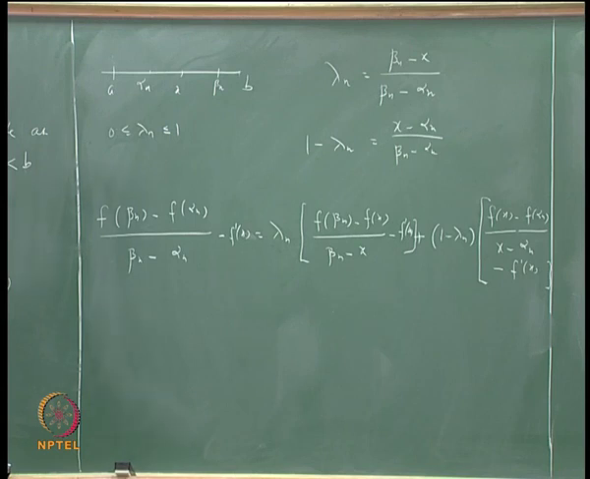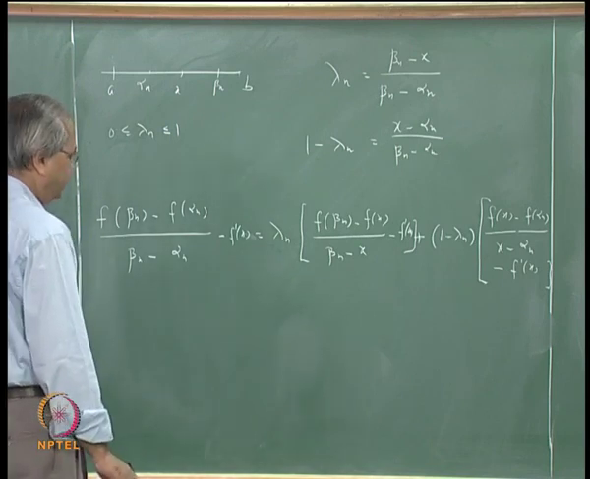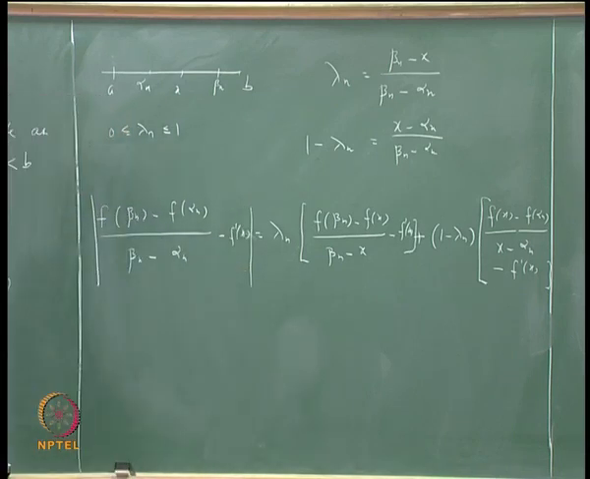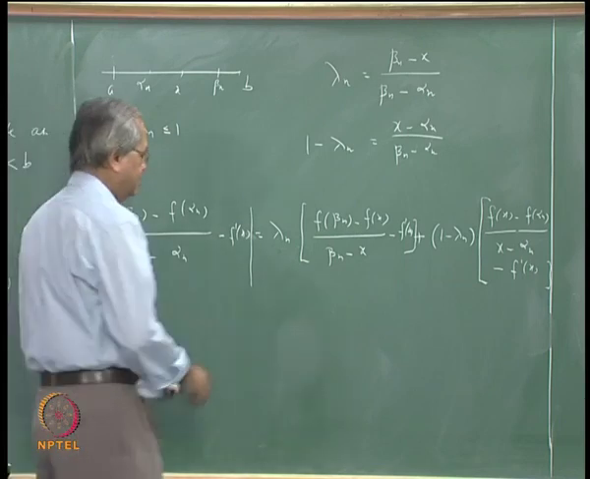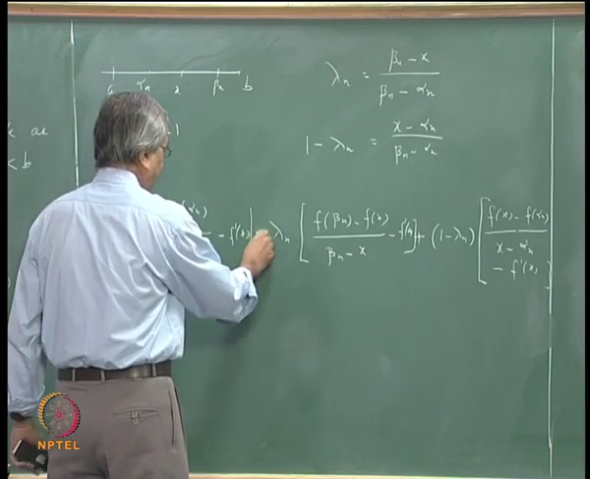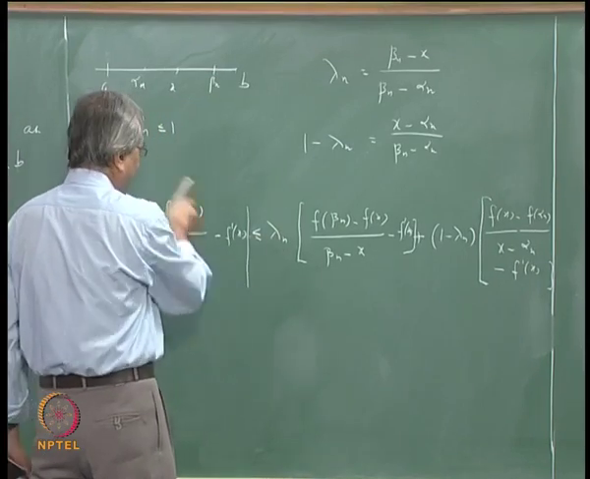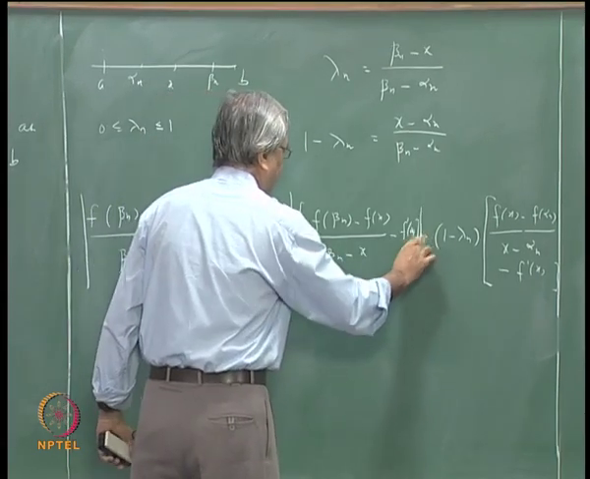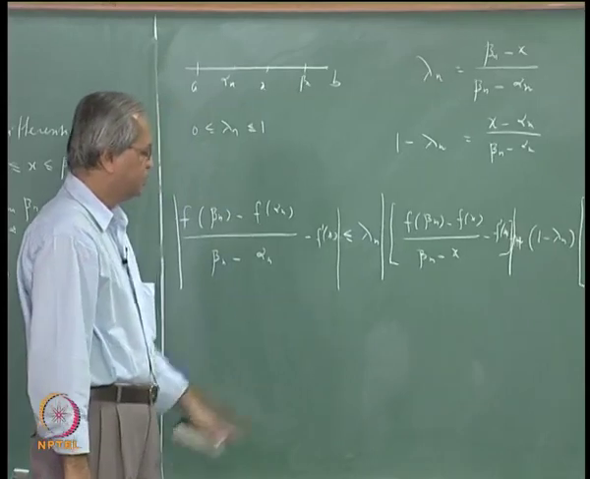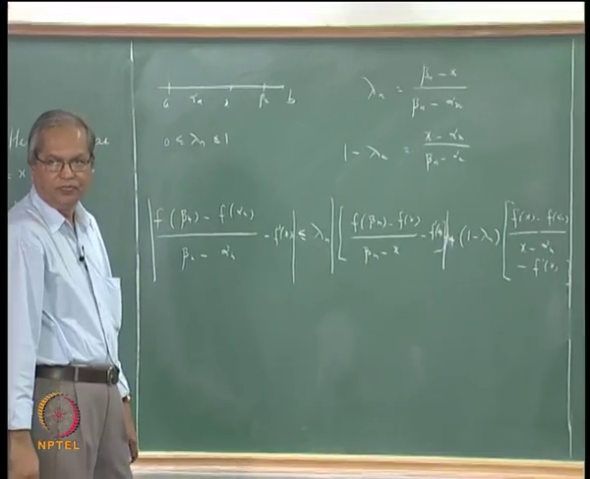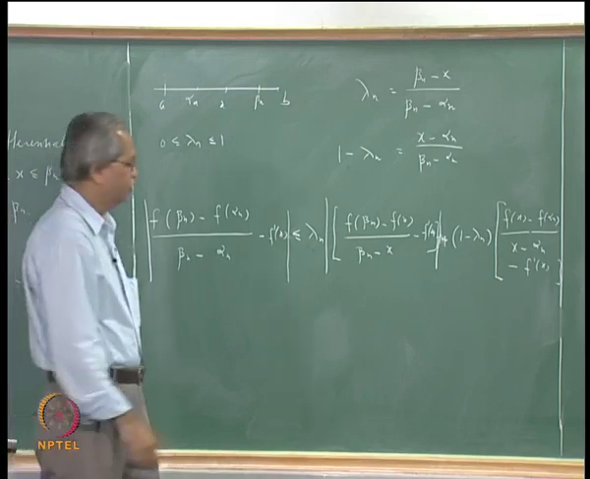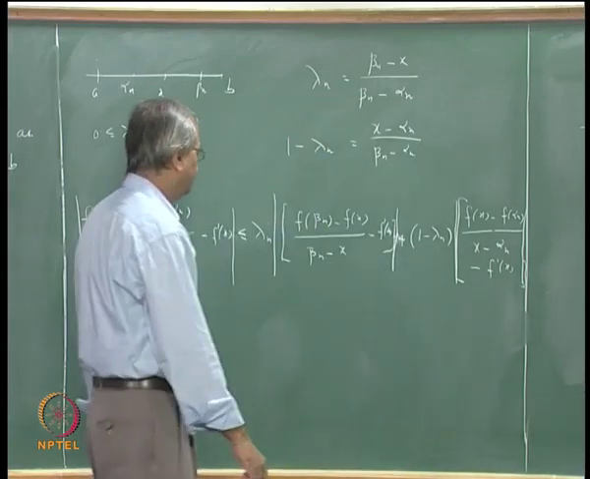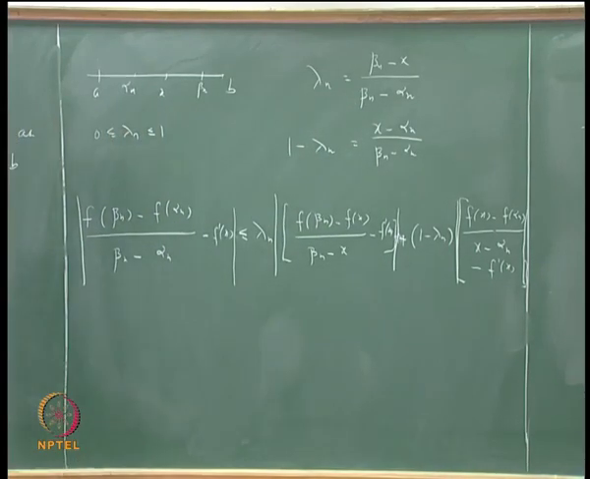Okay. And now look at the absolute value. Suppose I take the absolute value here, you can say that that is less than or equal to, this is 0 less than or equal to lambda n, so this is the same as lambda n multiplied by the absolute value of this, plus 1 minus lambda n, which is also a positive quantity, multiplied by this.